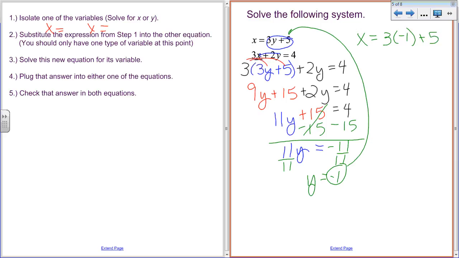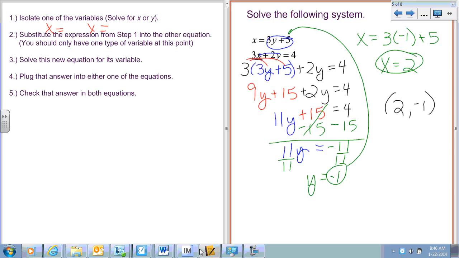The nice thing here is that there's no solving. You're just simplifying that right-hand side. So I'm doing 3 times negative 1 is negative 3, plus 5 is 2. Our answers are going to be written as an ordered pair. So Taylor, how would I take these two answers and write them as an ordered pair? 2, negative 1. Beautiful.